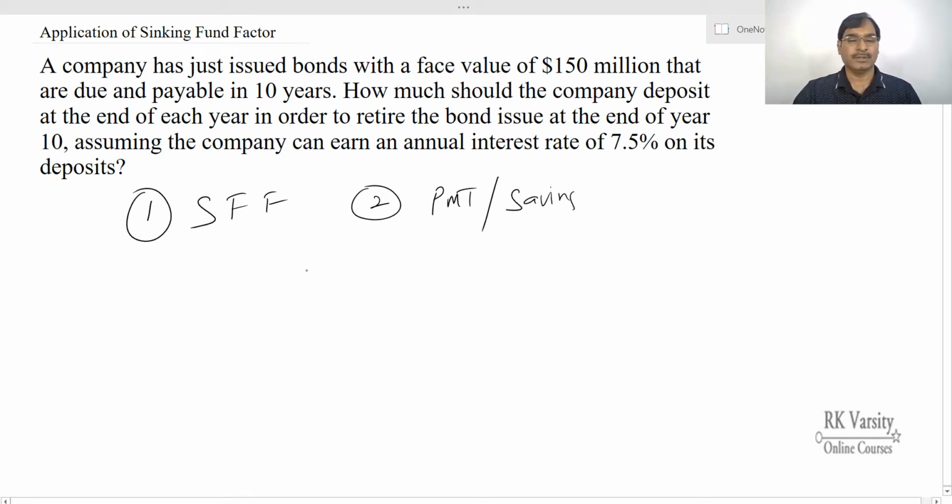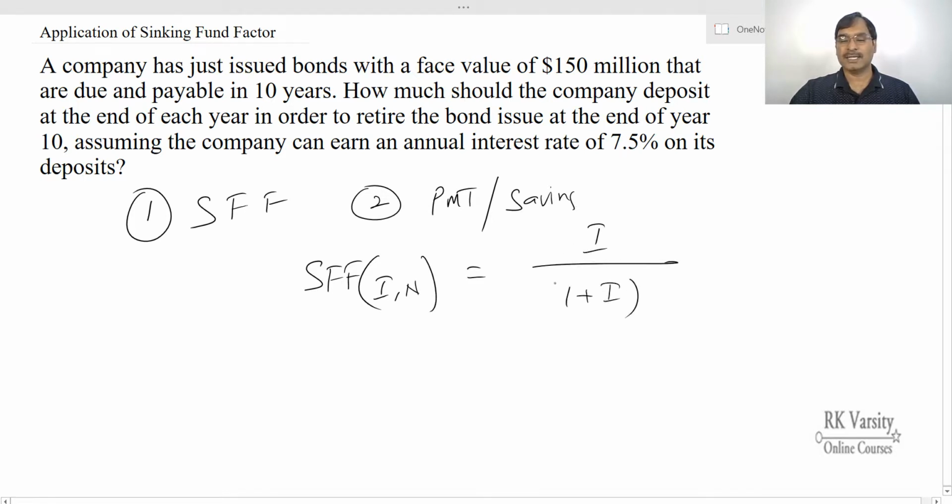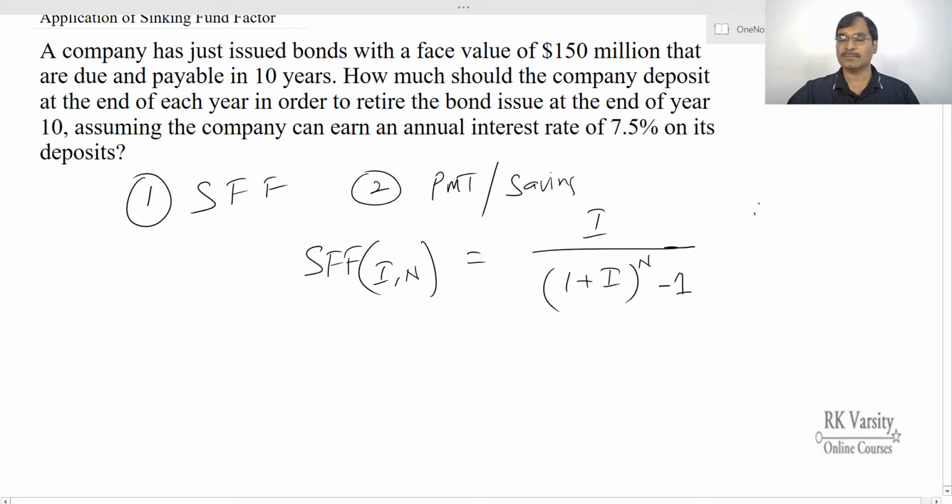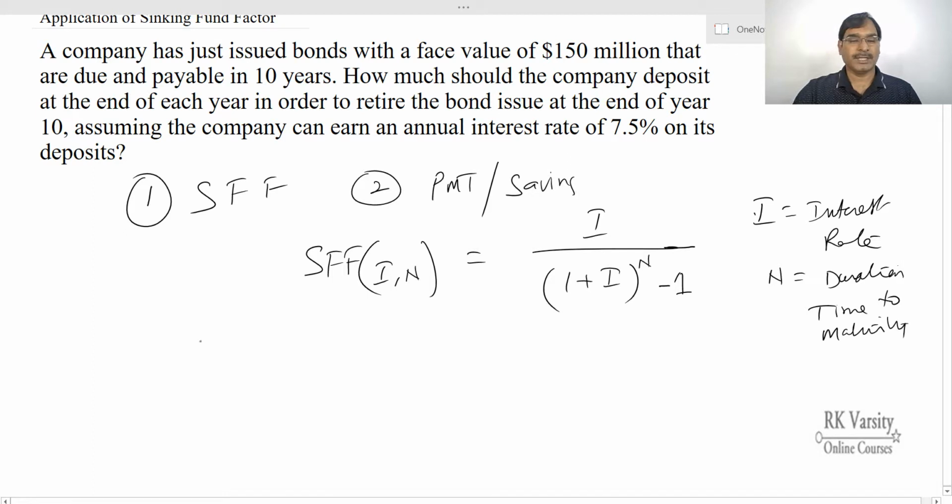then later on we calculate the payment amount, or saving, how much amount the company needs to save. So to get the sinking fund factor at a given rate for a specified time period, this equals i upon (1 plus i) raised to the power of n, minus 1. So minus 1 is in the denominator. Here i is the interest rate and n is the duration or time to maturity. So in our example, i is 7.5%, that is 0.075, and n is 10 years.